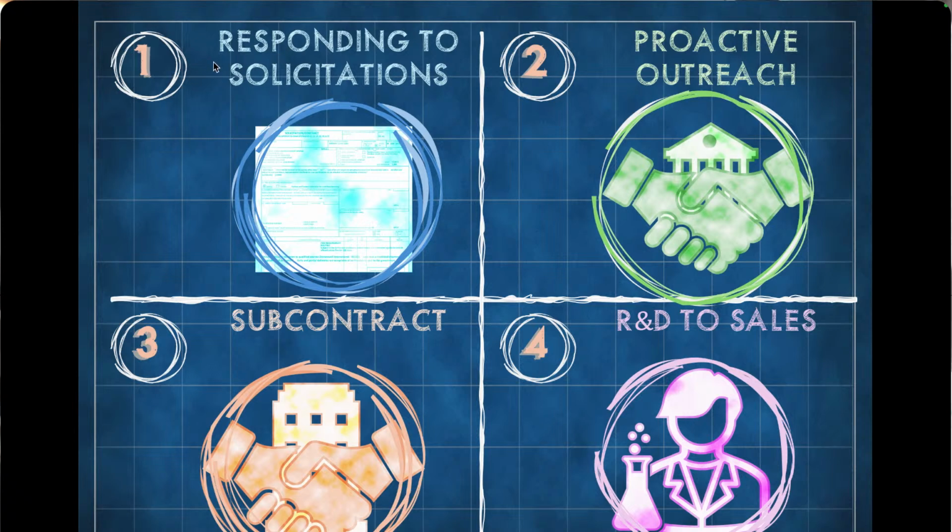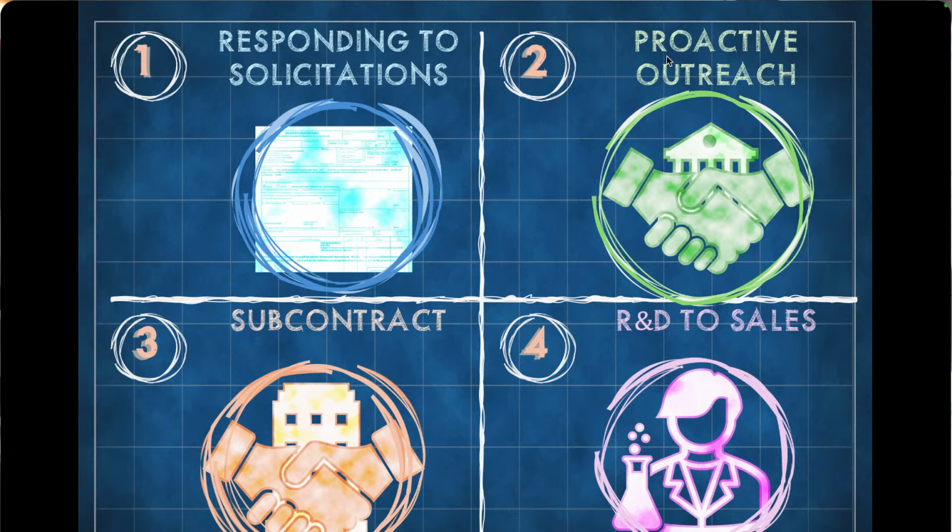The first strategy, number 1, is just responding to solicitations. So hopefully you're all familiar with this. This is when the government puts something out on sam.gov or SBIR.gov. They say, hey, we want to buy X, and you can go write a proposal. Say, hey, I would like to sell you something that delivers on X. Cool. Strategy number 2 is proactive outreach.